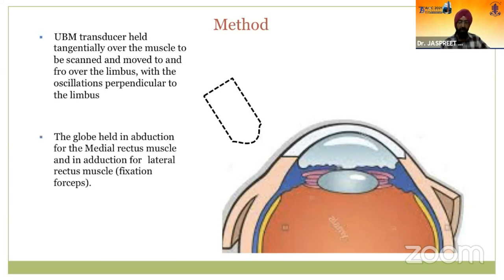of any corneal injury. If you want to scan the medial rectus, you could abduct the eye, or if you want to scan the lateral rectus, probably then you need to adduct the eye, so you can get a better view of the muscle.